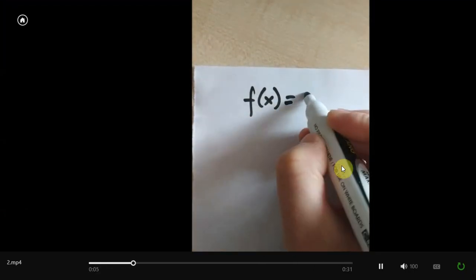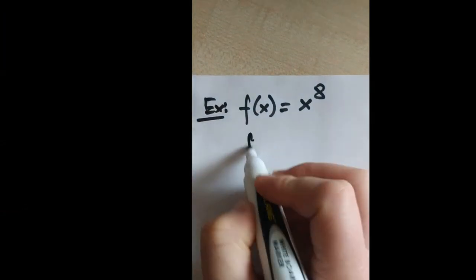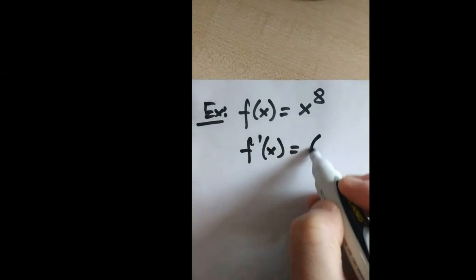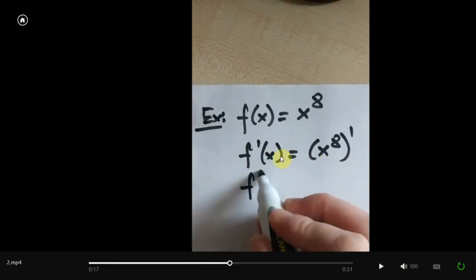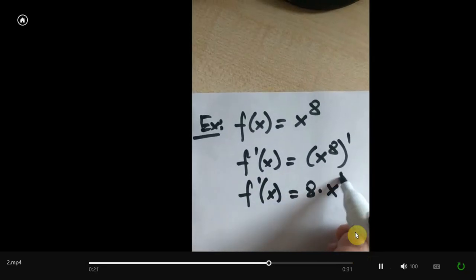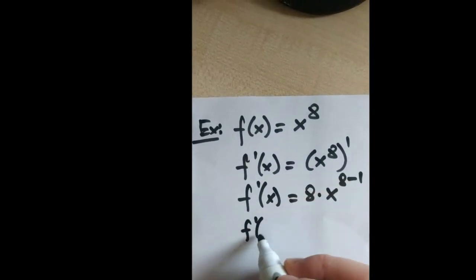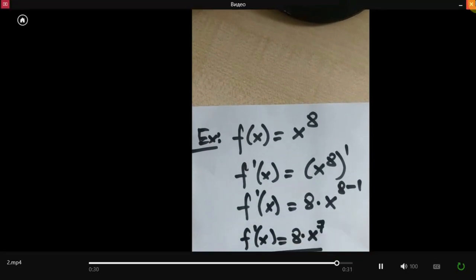f of x is equal to x to the power of 8. f prime of x, as you see, this is the symbol of derivative. We use this prime to show the derivative of this function. Let's continue. f prime of x is equal to 8 times x to the power of 8 minus 1. f prime of x is equal to 8 times x to the power of 7.